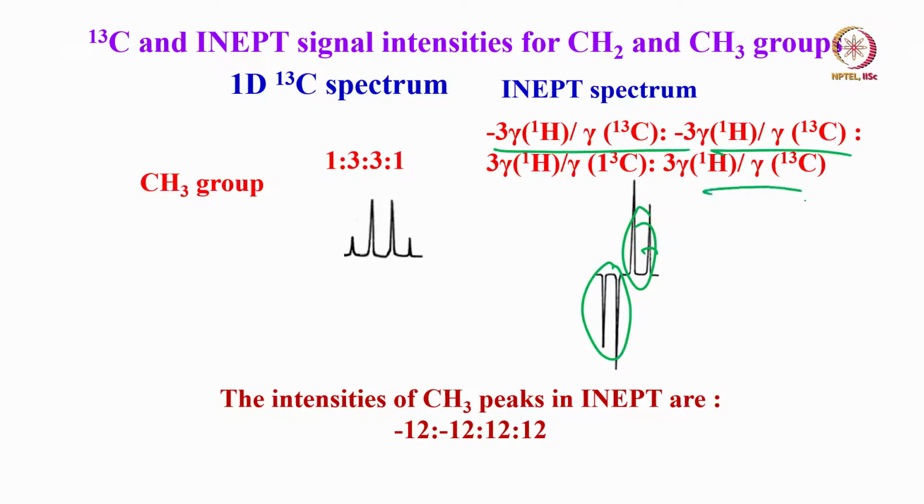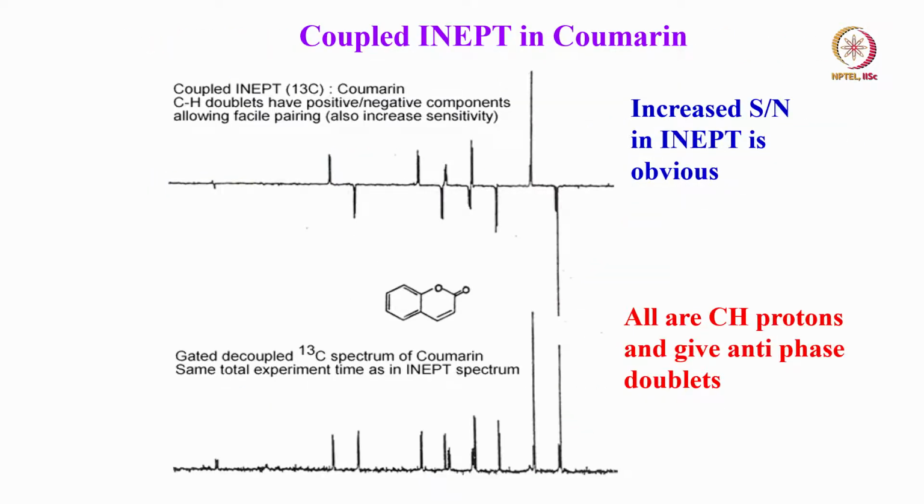And if you look at this intensity ratio, the intensity turns out to be minus 12 is to minus 12 is to 12 is to 12. So this is the intensity gain for the carbon-13 CH3 group. This is just to show you an example of how INEPT is going to help you. This is an experiment on a molecule called coumarin, taken from the literature.